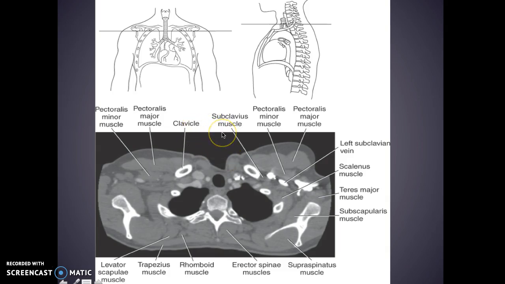Looking here, you have your pectoralis minor with your major. You've got your scalene muscle with your subscapularis muscle, your supraspinatus muscle, your erector spinae. Your rhomboid is right there, your levator scapulae. You've got your pectoralis minor and major with your clavicle.